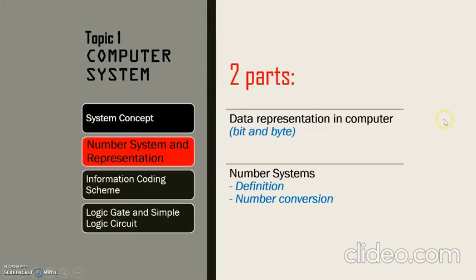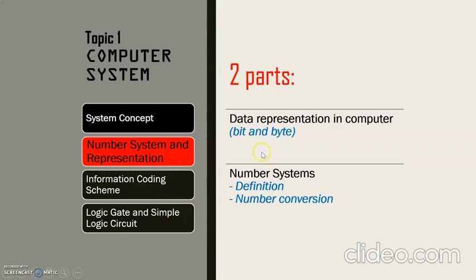So we are still here in topic 1. If you still remember, in topic 1 we have 4 subtopics: system concept, number system and representation, information coding scheme, and logic gate and simple logic circuit. Okay, we are in number system and representation.